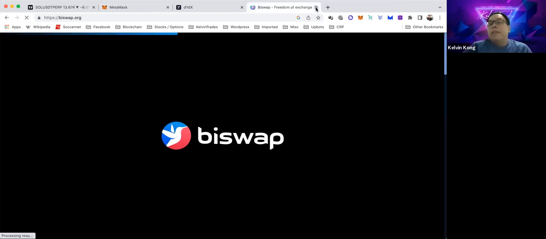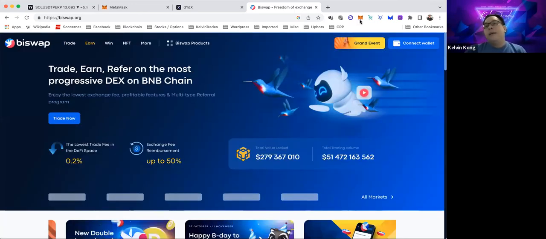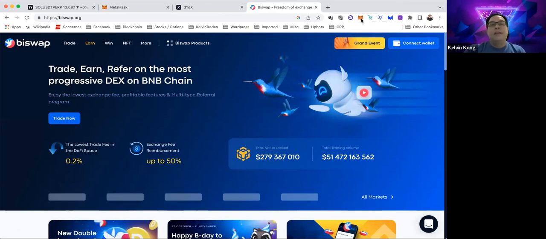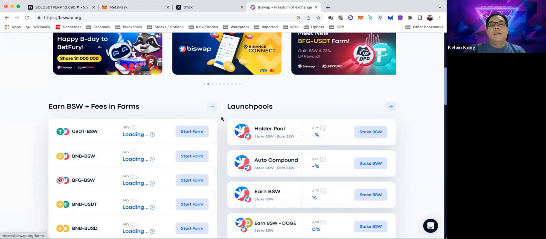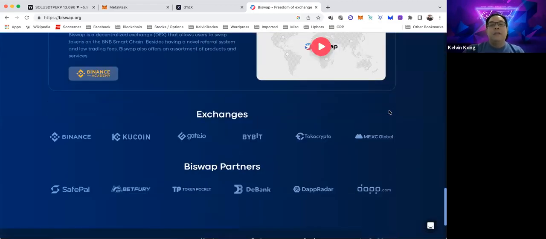So if you guys like the idea of trading on decentralized exchanges, you want to trade, but you don't want to put your funds in exchanges, then DeFi, decentralized exchanges is the way to go. Which means you need this little fox here.